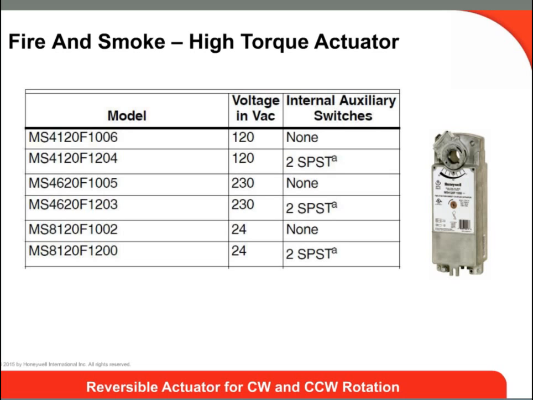Here are the part numbers for the high torque actuators. Just like with the smaller actuators, the MS stands for motor spring return. The next number is 4 for line volt and an 8 for 24 volt. The 20 is for 20 newton meters, which is 175 inch-pounds of torque. The F means it is a fire and smoke actuator. And when you see a 10 in the last 4 numbers, it means it has no auxiliary switches. And a 12 in the last 4 numbers means that it has 2 auxiliary switches.